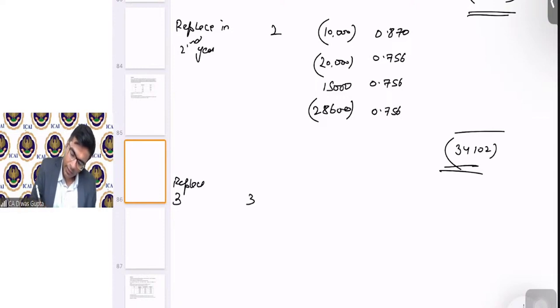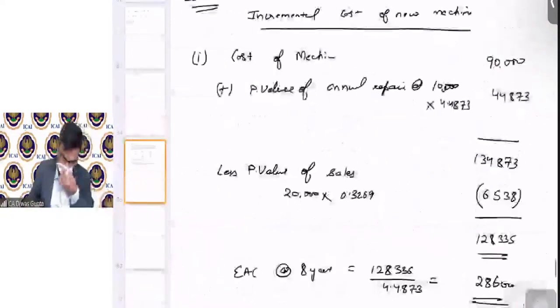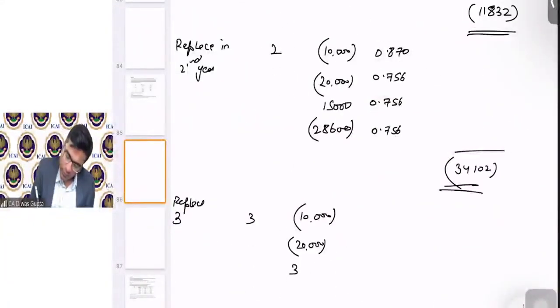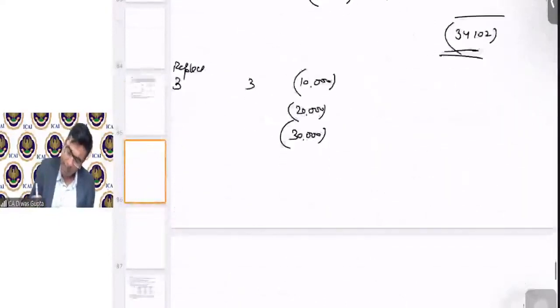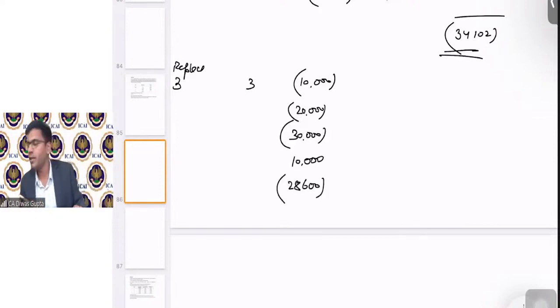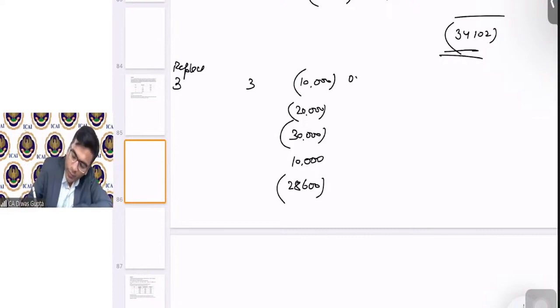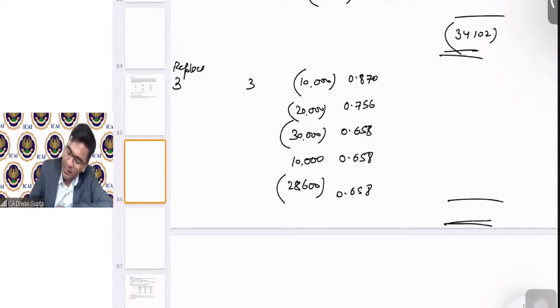Third option, replace in third year. So first of all, 10,000 maintenance, 20,000 maintenance, and lastly 30,000 maintenance. Correct, students? And salvage value will be only 10,000, plus 28,600, which anyway you will incur for the previous machinery. Okay. 10,000 is multiplied by 0.870, 20,000 by 0.756, and 30,000 by the year three factor, which is 0.658, and 0.658. The total here comes out as 55,799.